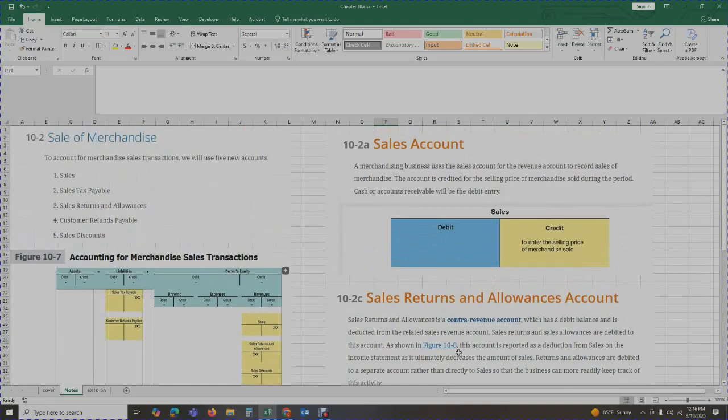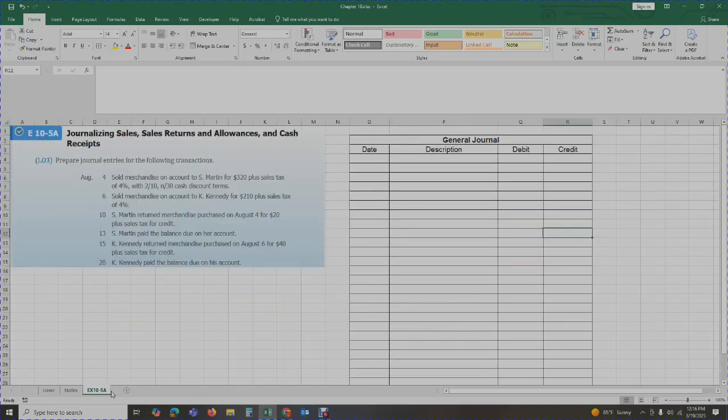Now, this is just an abstract of the chapter. Please make sure that you go and read the chapter in its entirety before you begin working on your assignments. Now let's start applying a little bit of what we've learned to the problem, okay? So we are being asked to prepare the journal entries for the following transactions, and the transactions deal with sales, sales returns and allowances, and cash receipts.